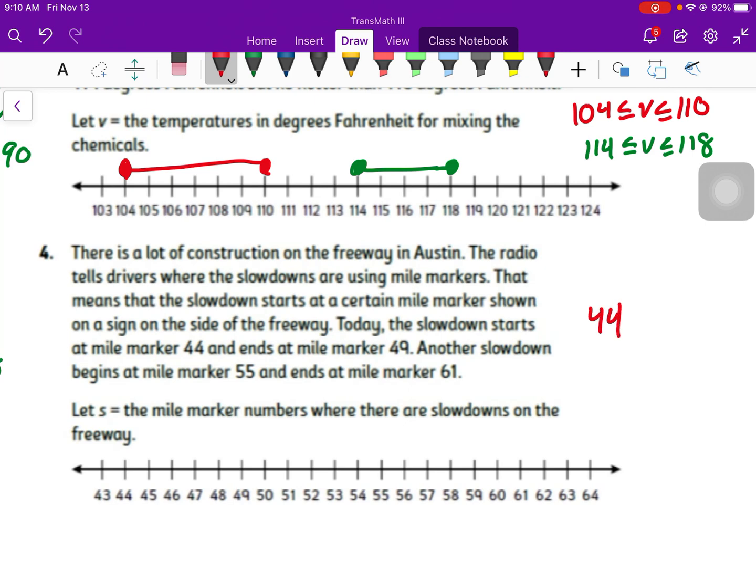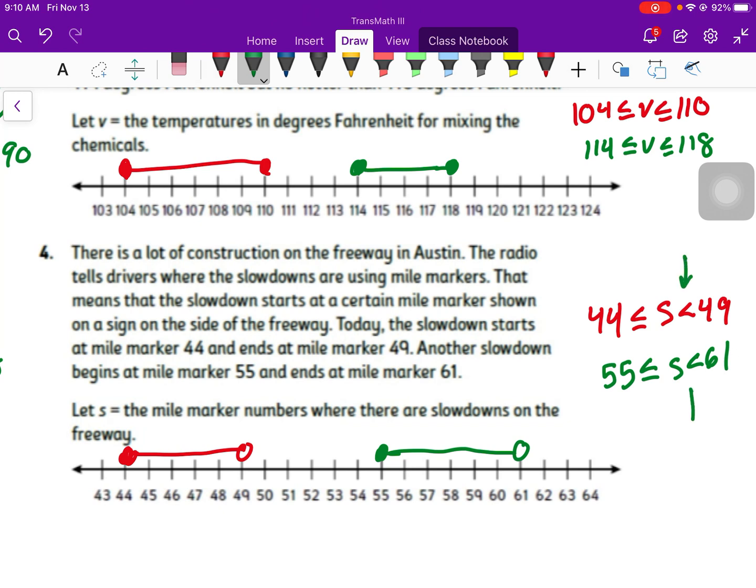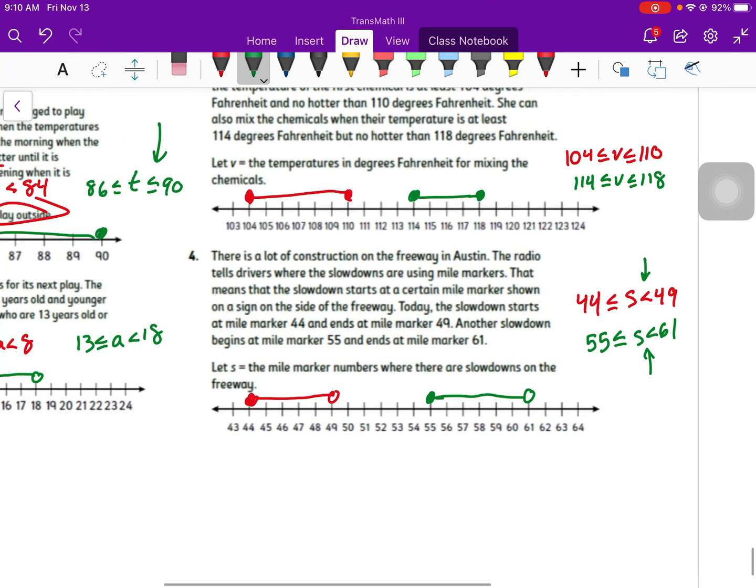So starts at 44. It has mile 44. So less than or equal to S, and then ends at mile marker 49. That's the beginning of that 49th mile, so it does not include mile 49. Another slowdown begins at mile marker 55 and ends at mile marker 61, for the same reasons as above. I have a less than or equal to, and then a less than. 44 to 49, closed and open. 55 is closed. 61 is open. Again, if you had the or equal to parts there, I probably wouldn't care too much.